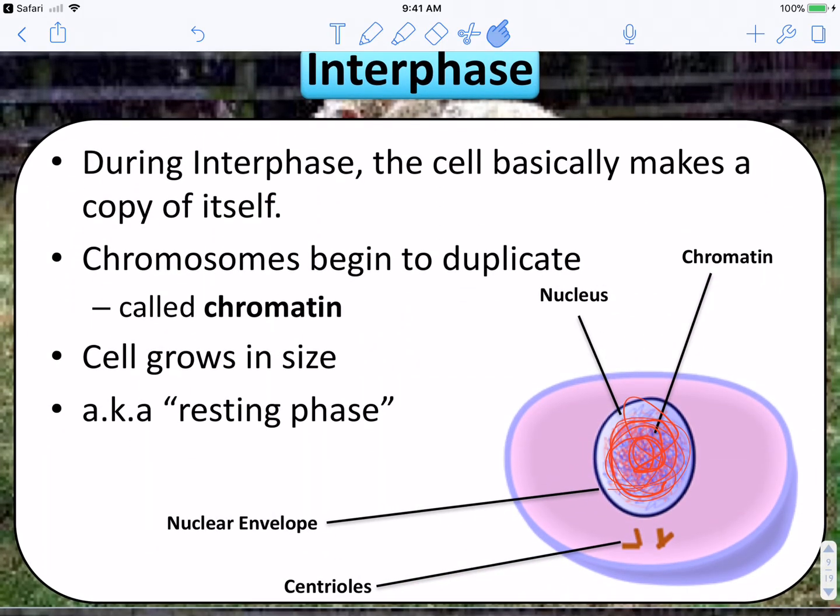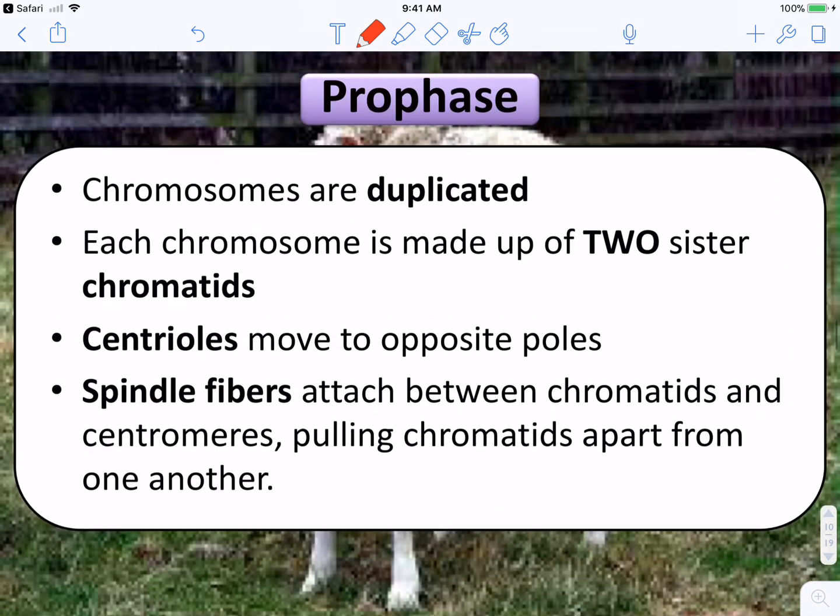Okay, interphase is our first phase, so that's where the DNA is replicated, and the DNA basically makes a large, uncondensed mess of itself as it duplicates, and this is called chromatin. And then it'll be organized more neatly into sister chromatids.